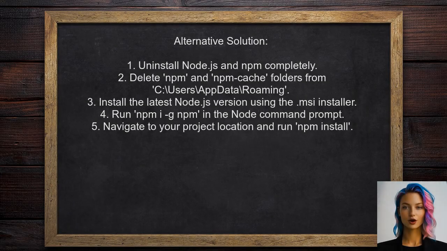An alternative solution comes from a user who faced a similar integrity checksum error. They suggest completely uninstalling Node.js and NPM first. Then, delete the NPM and NPM cache folders from your app data directory. After that, install the latest version of Node.js using the MSI installer. Finally, run npm install globally to update npm, and then navigate to your project location to run npm install.